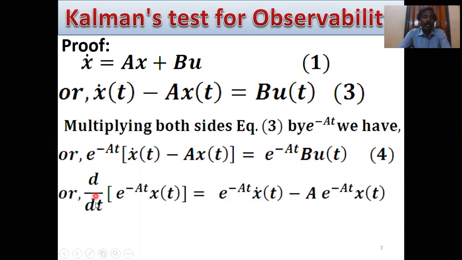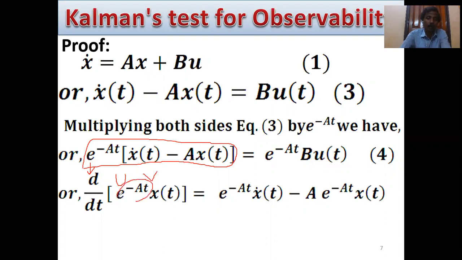Then d/dt of e to the power minus At x dot of t minus A x of t is equivalent to d/dt of e to the power minus At x of t, because this is u, this is v, the uv method.